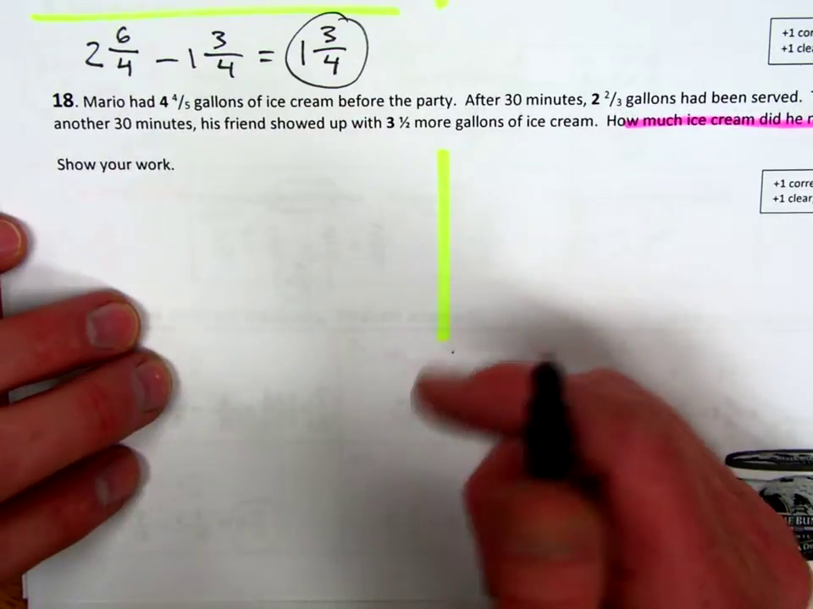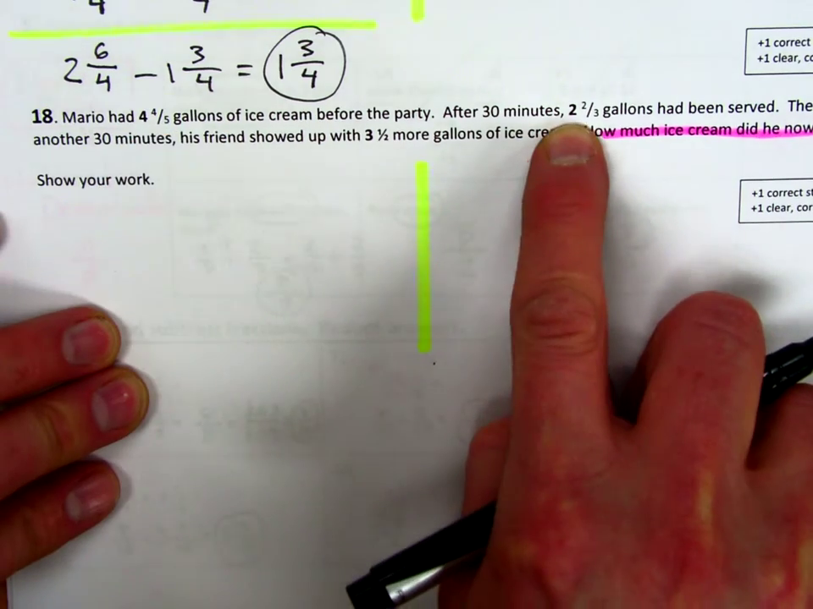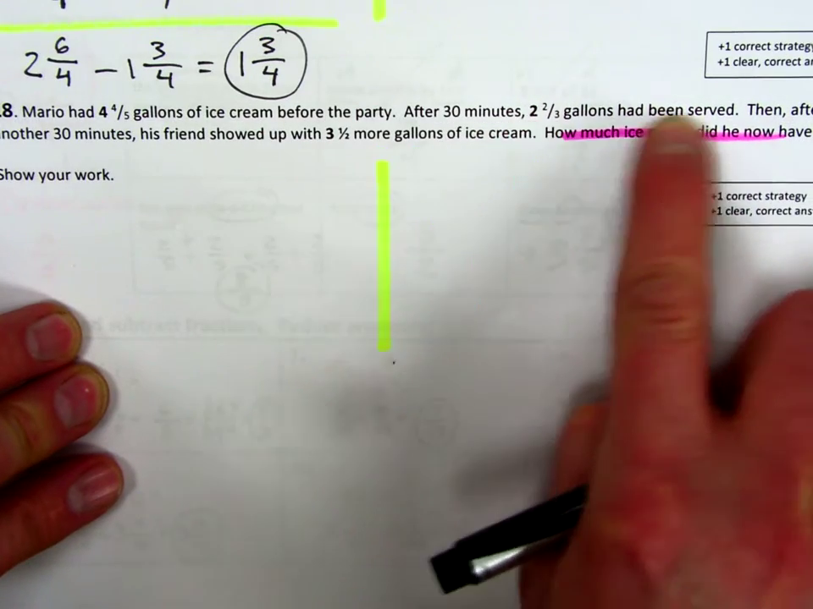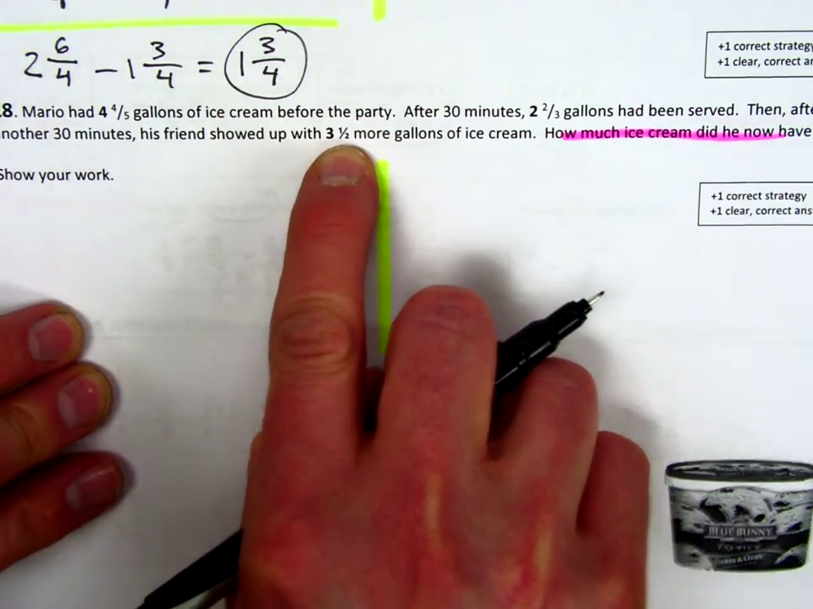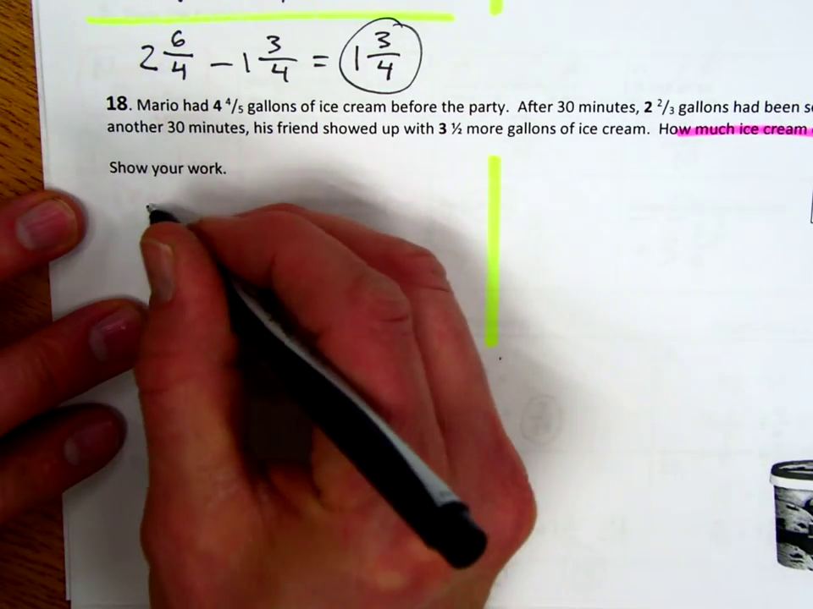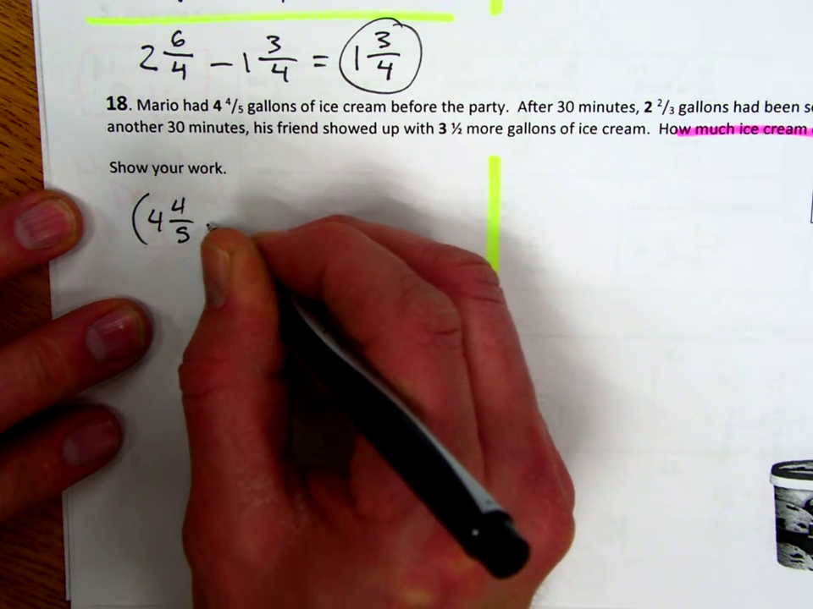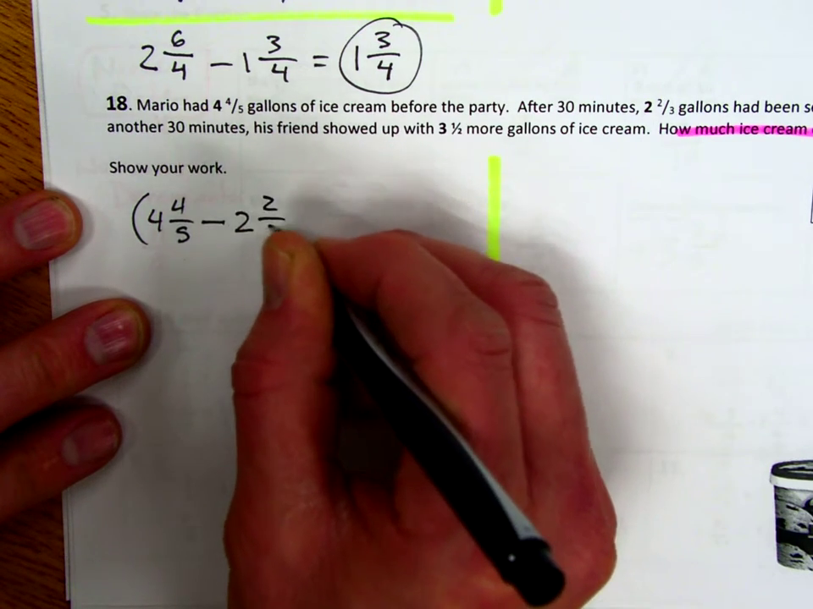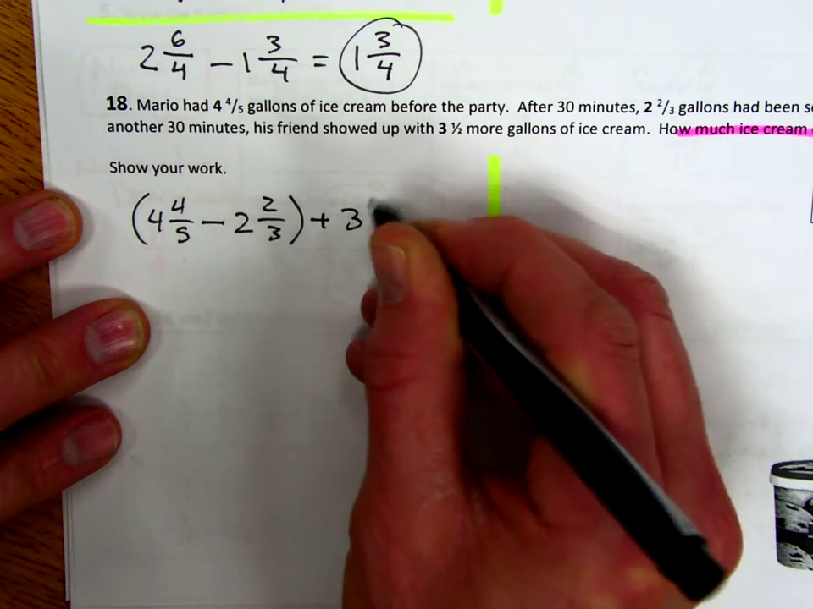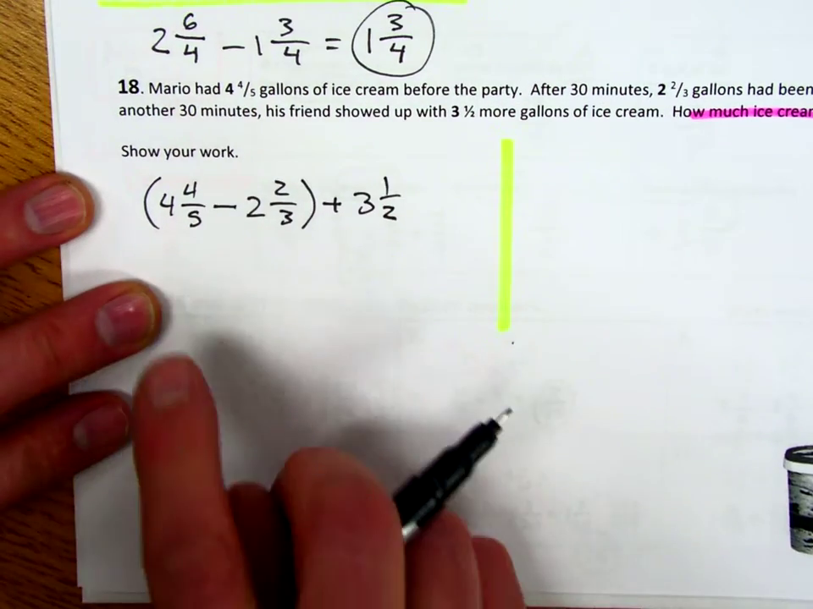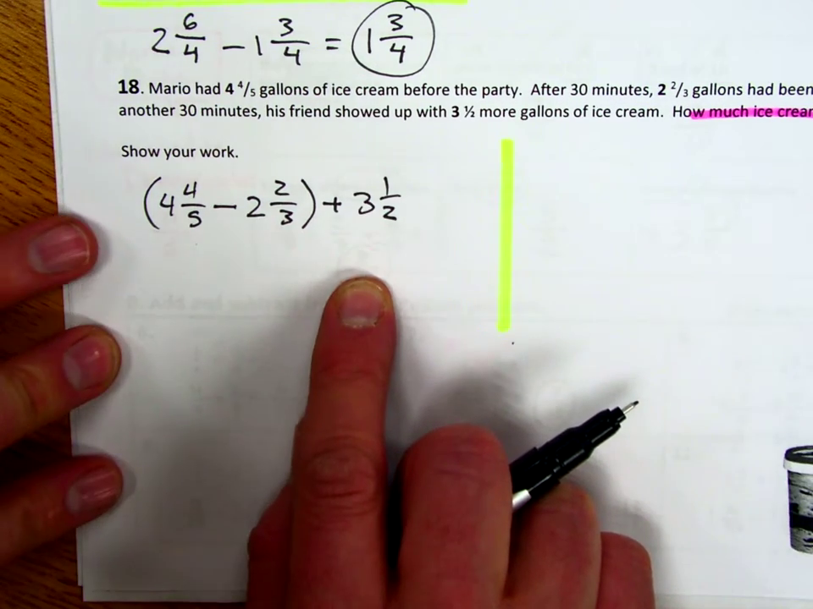This one's a good example of multiple steps. Mauro had some ice cream, and after a while there was less of it, so some is being taken away, and then somebody shows up with more, so that's being added. So this problem really looks like this: 4 4/5 minus the 2 2/3 that have been served, and then added to it the 3 1/2. Well, that's a long problem. But again, if you recopy each step, you're not going to have too much trouble with it.